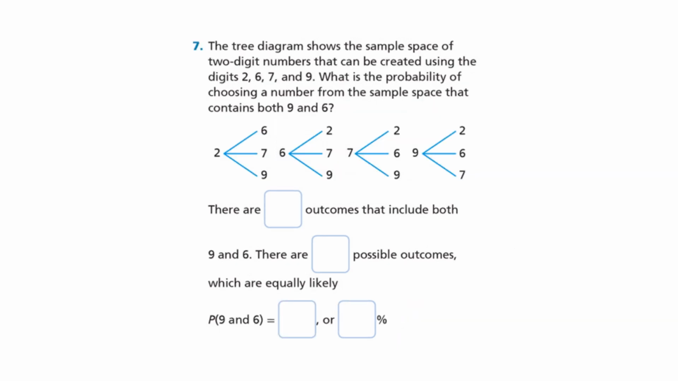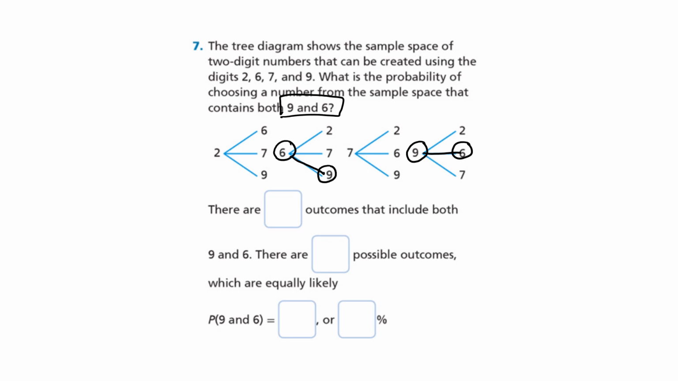For number 7, the tree diagram shows the sample space of 2-digit numbers that can be created using the digits 2, 6, 7, and 9. What is the probability of choosing a number from the sample space that contains both 9 and 6? So to get both 9 and 6, it could start with 6 first and then have a 9 as the second digit, or it could start with 9 first and then have 6 as the second digit.